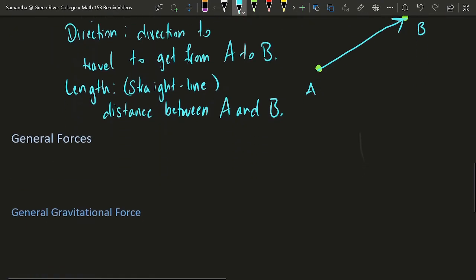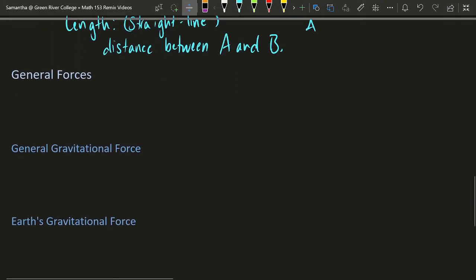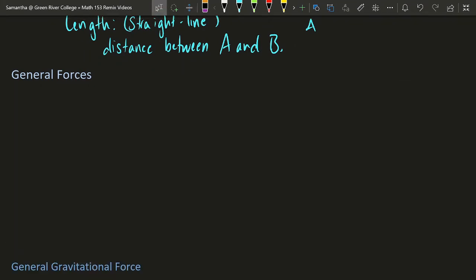The next physical quantity that is represented by vectors is a force. A force vector represents something that is acting on an object that is causing its movement to change, something that is acting on an object that's causing it to accelerate.